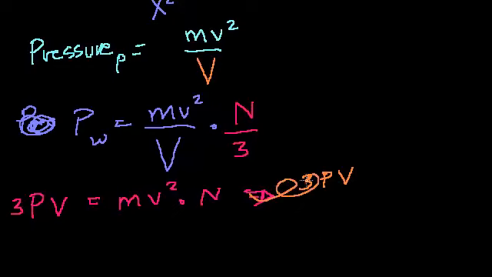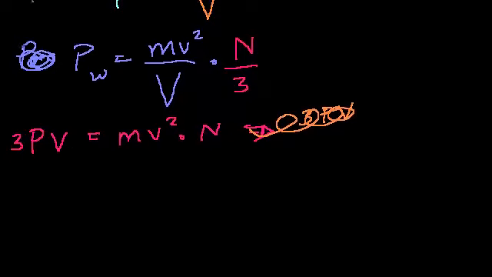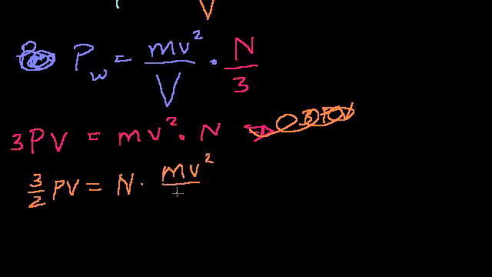Let's divide both sides of this equation by 2. So we get, what do we get? We get 3 halves pV is equal to, now this is interesting, it's equal to n, the number of particles we have, times mv squared over 2. Remember, I just divided this equation right here by 2 to get this. And I did this for a very particular reason. What is mv squared over 2?